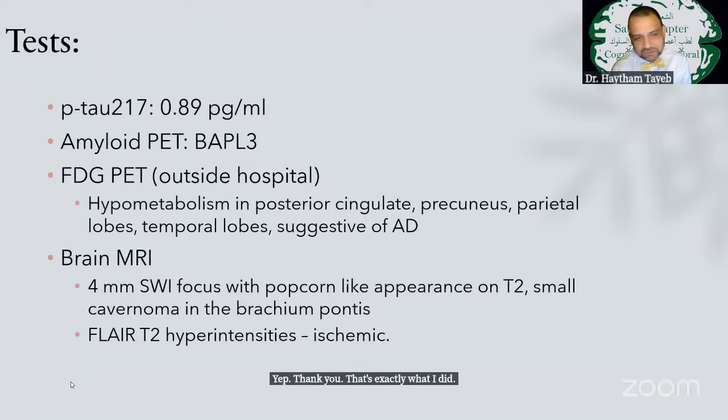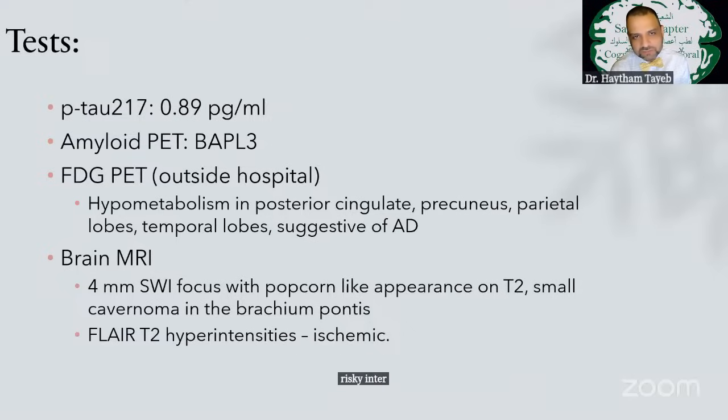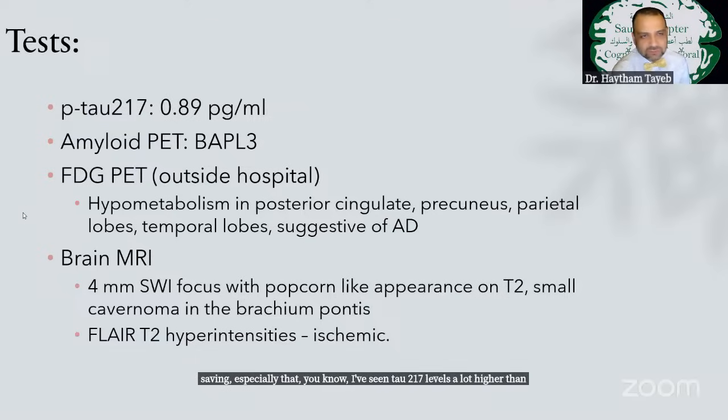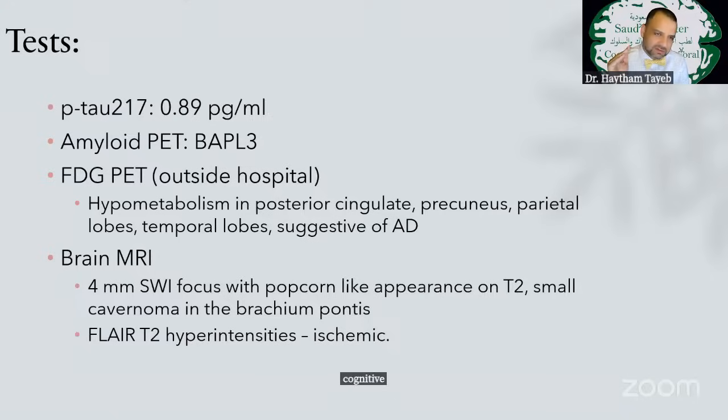I counseled them extensively that it's a risky intervention, of which the benefits, in my opinion, outweighed the costs. And I'm not sure, this is not evidence based, but when you see neurodegeneration, you're already wondering how much you're saving. Especially since I've seen tau 217 levels a lot higher than this with no evidence of neurodegeneration. So that, along with the cognitive exam and neuropsych, is making me think that we're already beyond the early stage. And then the risk was amplified.